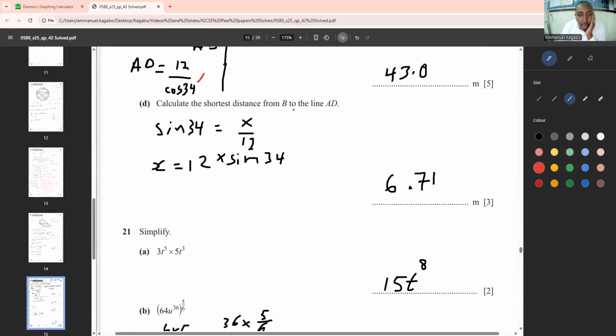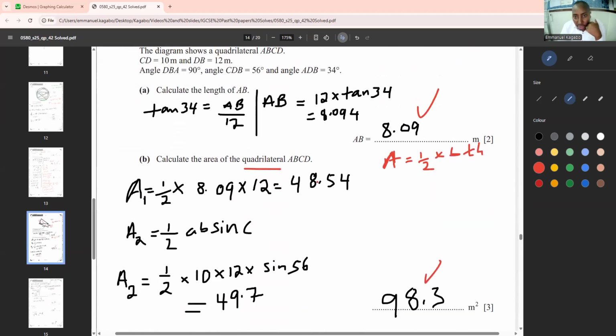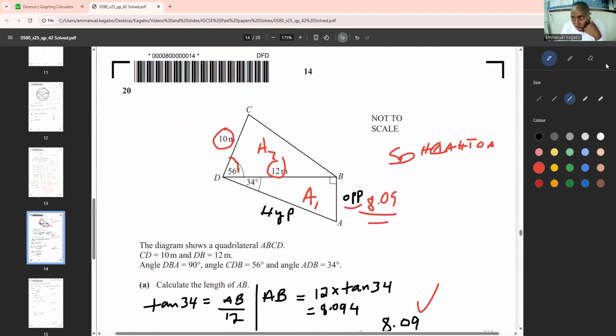Calculate the shortest distance from B to the line AD. Shortest distance. So this is the shortest distance. They said from B. Shortest distance from B to AD. So it will be this. And whenever it's a shortest distance, you make 90 degrees. This will be 90 degrees. I don't have this angle, I have to use this one. So opposite, I want to make my 90 degrees very well.